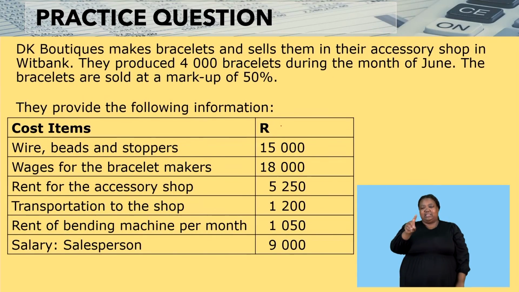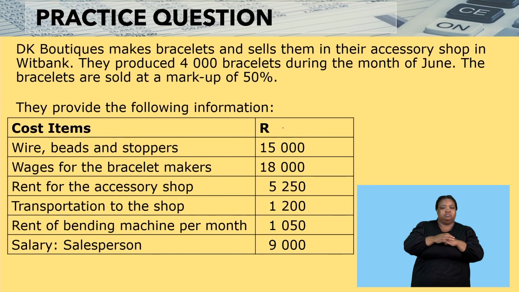In today's class, I'm talking cost accounting. I have a practice question with me here and it reads: DK Boutiques makes bracelets and sells them in their accessory shop in Wheatbank. They produced 4,000 bracelets during the month of June. The bracelets are sold at a markup of 50%. They provide the following information, and there is the information that we have been provided with.